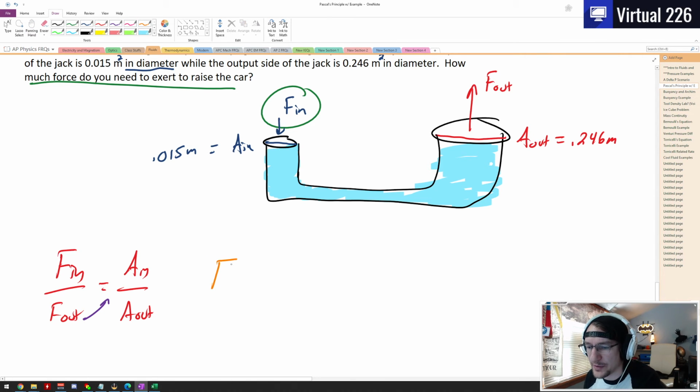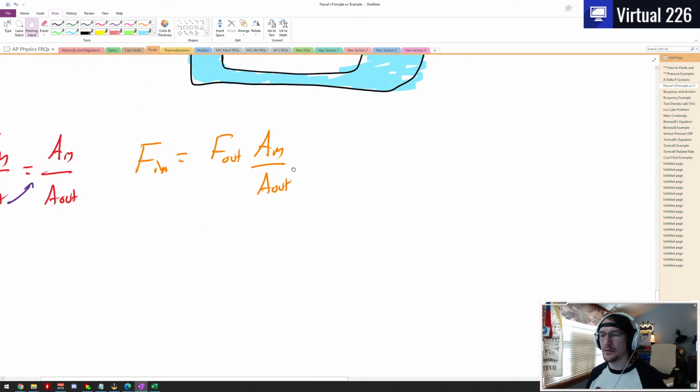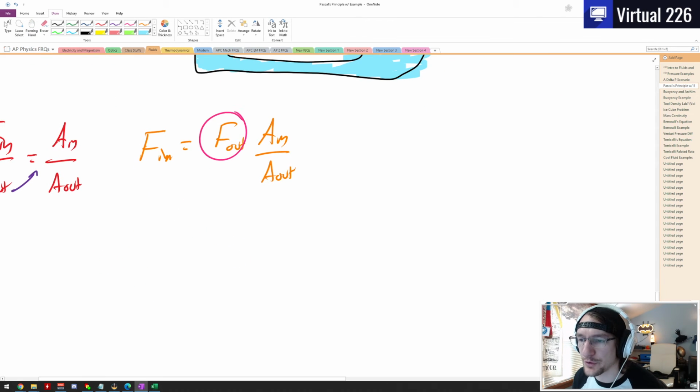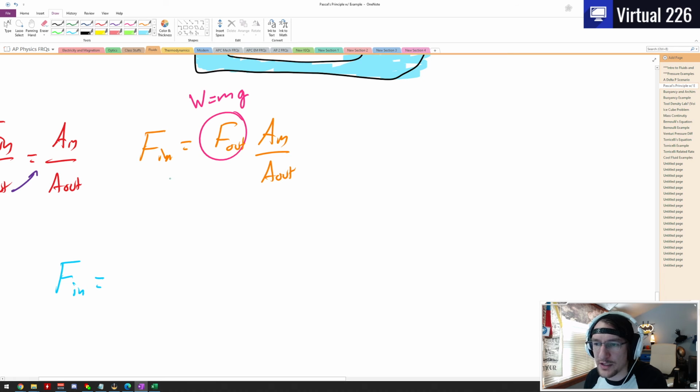We see that the input force that we need here, F in, is equal to the output force we get multiplied by the ratio of the areas. So this is A in over A out. Now, we weren't explicitly given our output force here, but we know that we're trying to lift the car, which means that that output force needs to equal the weight of the car. And we know weight equals mg, mass times gravity. So our input force is going to equal mass times gravity, mg, where this m is 1750, and then multiplied by this ratio of the areas.